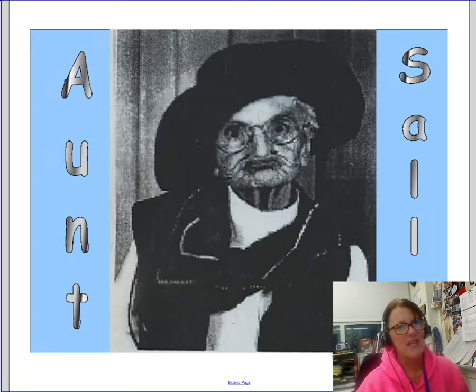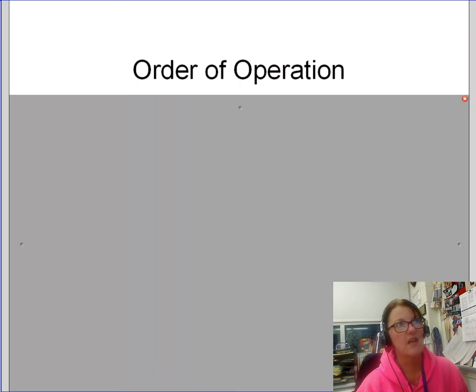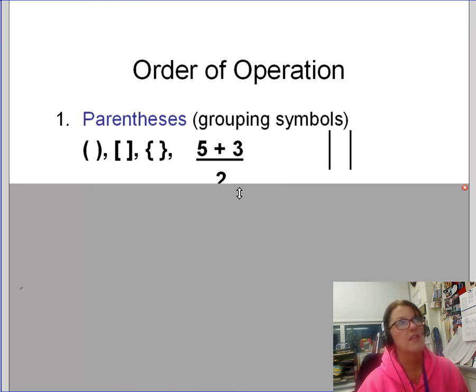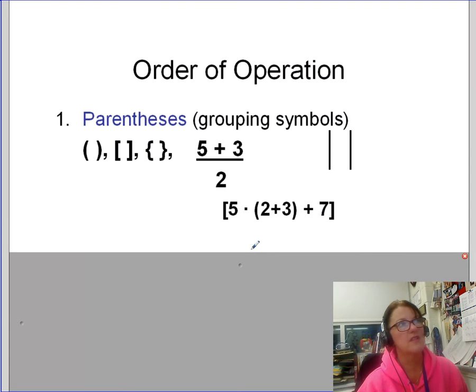Remember Aunt Sally? Don't make fun of her. She's kind of a cute little old lady. And that's your acronym to remember. Please excuse my dear Aunt Sally for all the orders of operations. Yes, the first one is parentheses. But it's not just parentheses. It's any sort of grouping symbol, which could include different kinds of brackets.